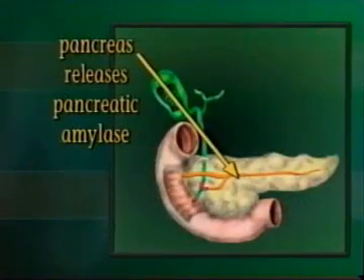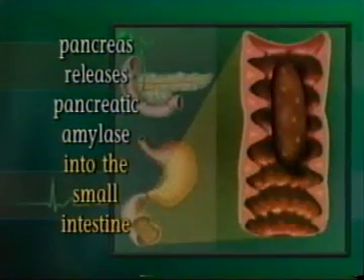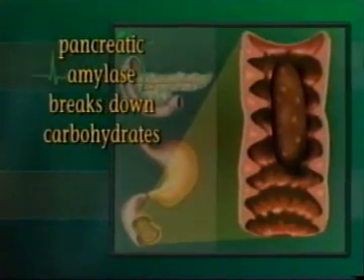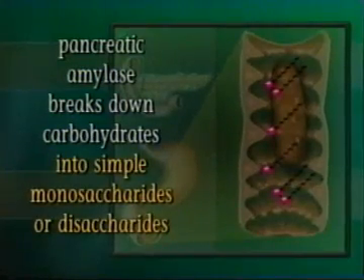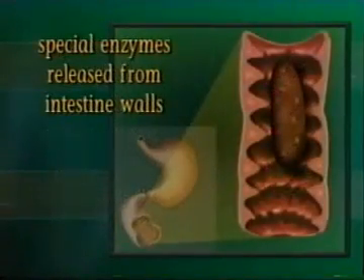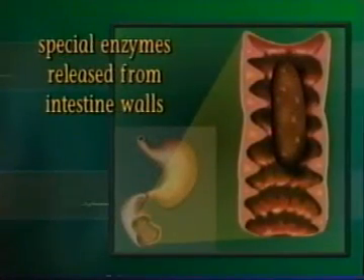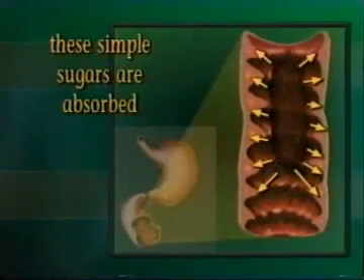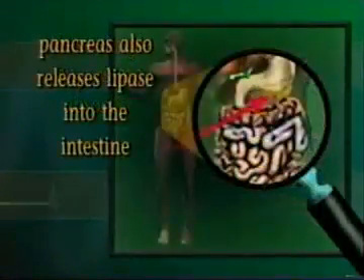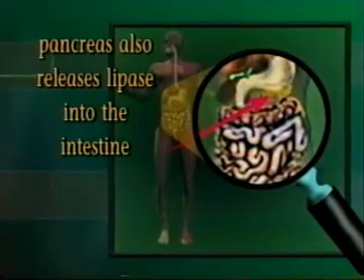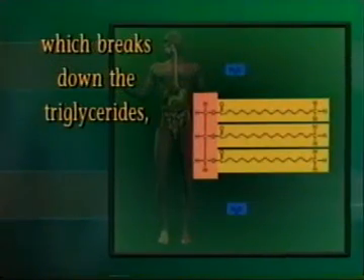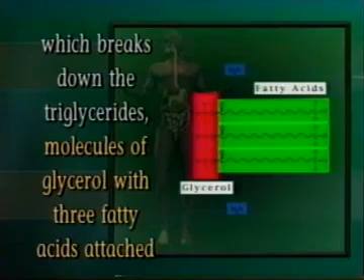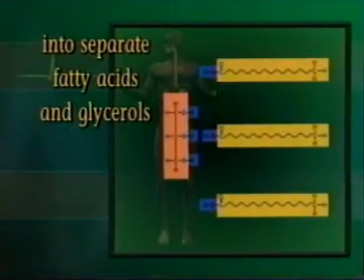The pancreas releases pancreatic amylase into the small intestine, which breaks down carbohydrates into simple monosaccharides or disaccharides. Special enzymes released from the intestine walls break down the disaccharides into monosaccharides, and these simple sugars are absorbed. The pancreas also releases lipase into the intestine, which breaks down the triglycerides, molecules of glycerol with 3 fatty acids attached, into separate fatty acids and glycerols.